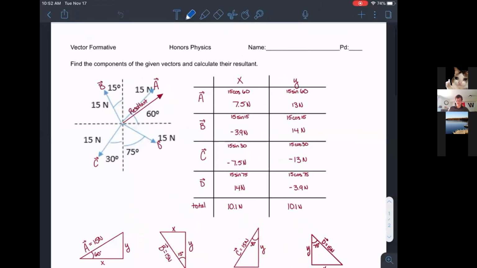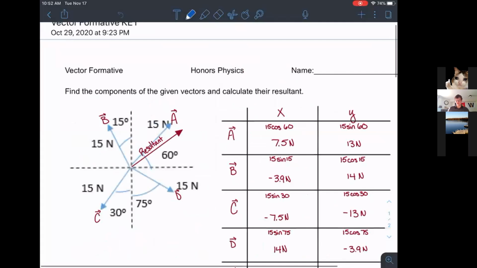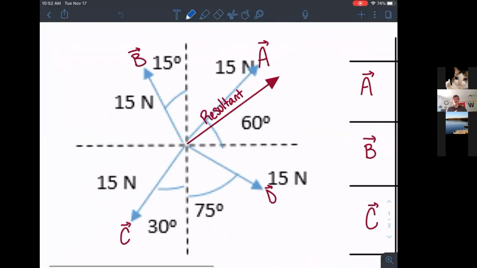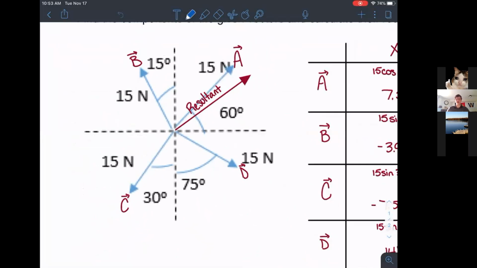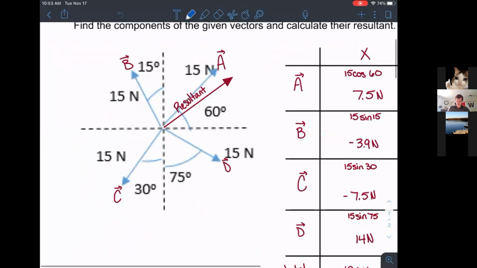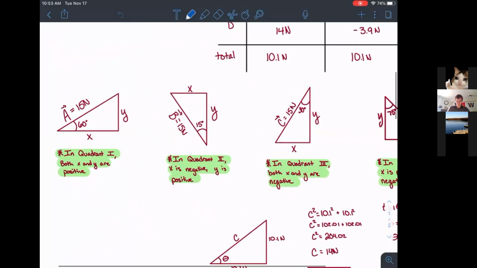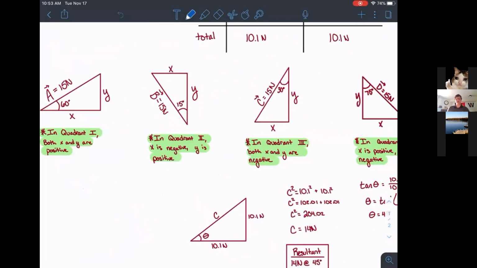So if we're looking at that vector formative, the first thing we got to remember is that we're doing addition of vectors. So we got to find our vector components. You guys did a really good job finding the vector components. I'll show you my work down here where we have our different angles, finding our X and our Y components for those different angles. The big thing that I saw issues with was the positives and negatives.